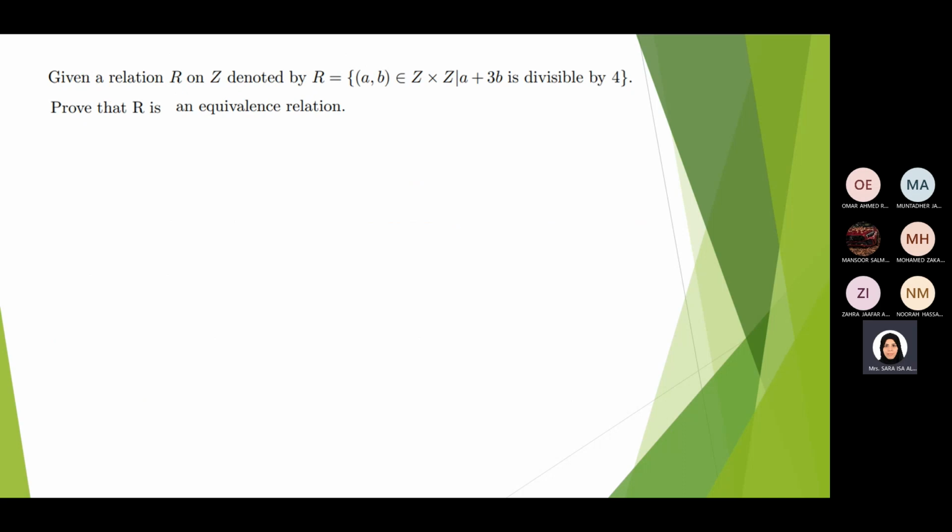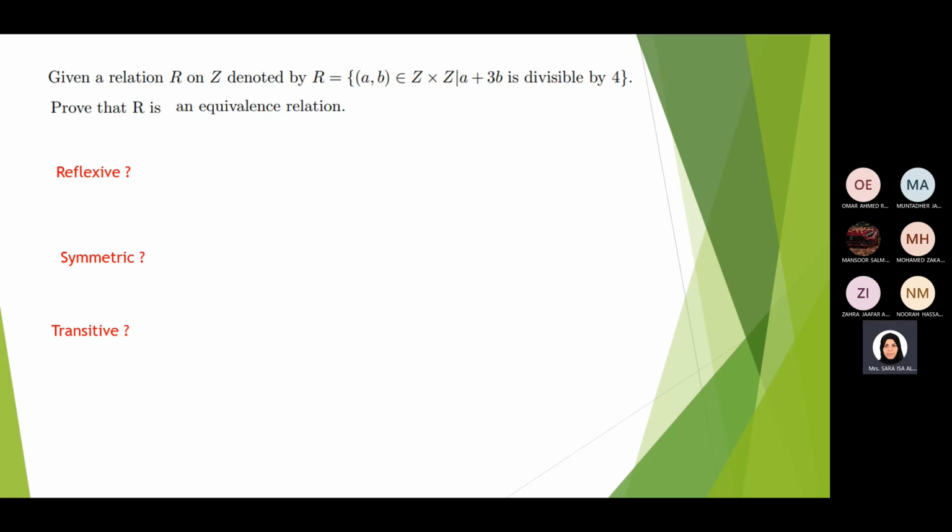Do not check the properties. The question says, prove that R is an equivalence relation. You have to show that it is an equivalence relation. To show it is an equivalence relation, 3 properties should be true for it: reflexive, symmetric, and transitive. You have to list the properties. That means you know what an equivalence relation means. These 3 properties should be true.